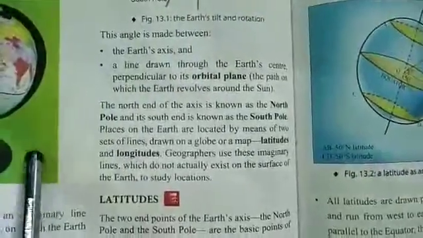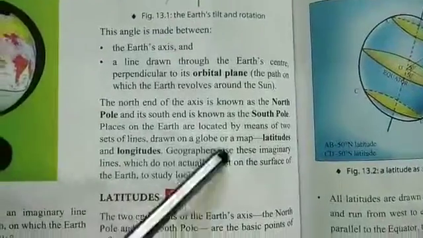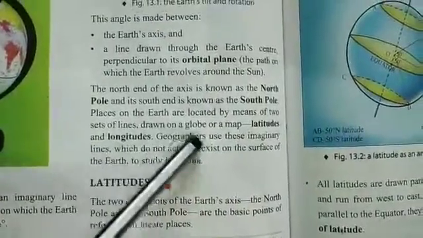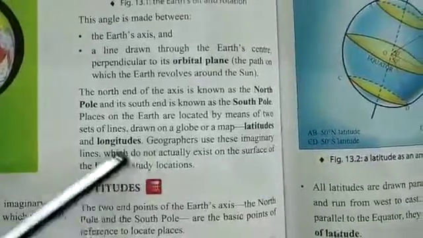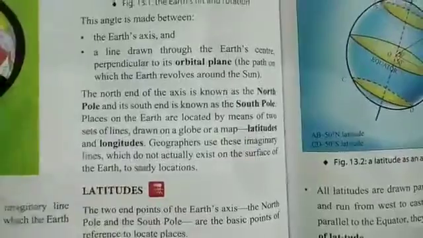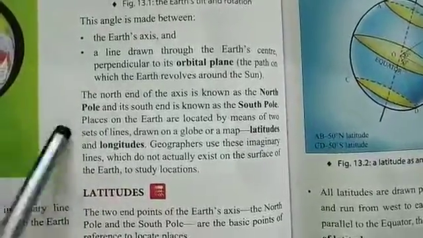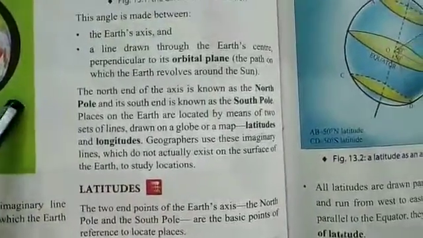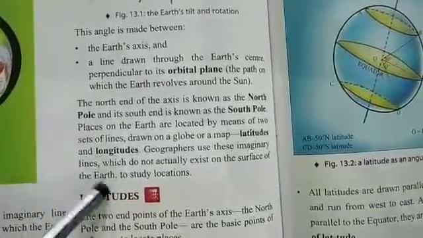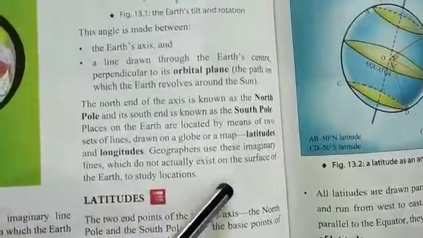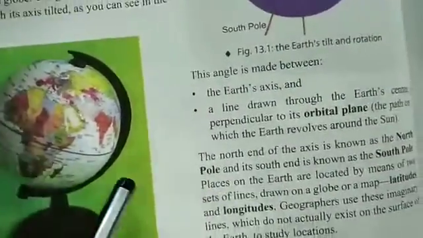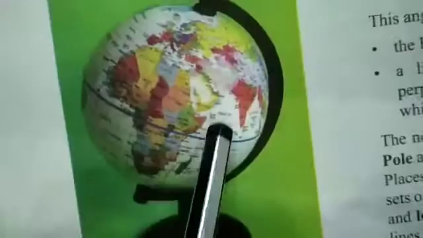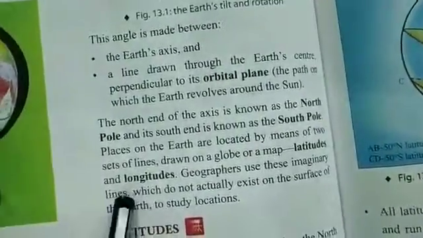Now, places on the Earth are located by means of two sets of lines drawn on a globe or map. They are latitudes and longitudes. So different places on the Earth are located with the help of two sets of imaginary lines that are drawn on the globe. We can see the fine lines drawn here. These are the latitudes and the longitudes.